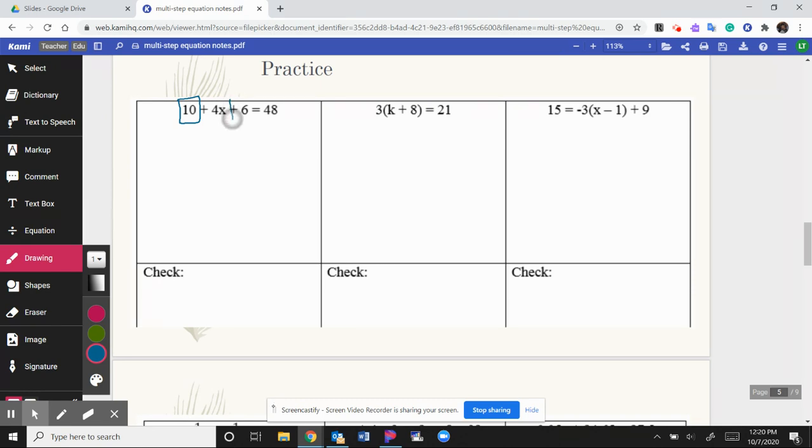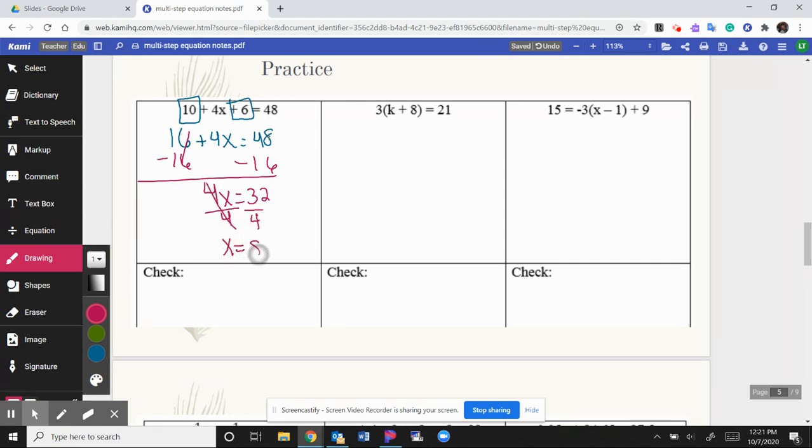I have a 10 and a 6. And plus 6 gives me 16. Again, bringing everything else down. And again, now we're back to where we were in our review. Nothing crazy here. We subtract 16. We get 4x equaling 32. Divide by that 4. And we get x equaling 8.